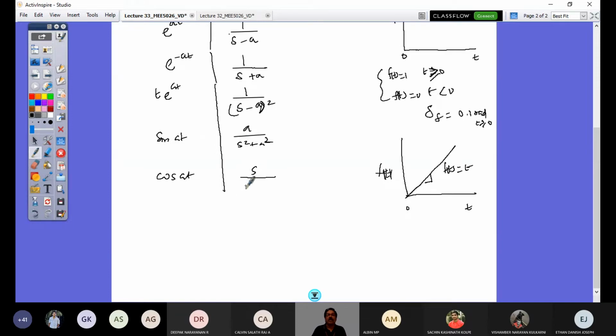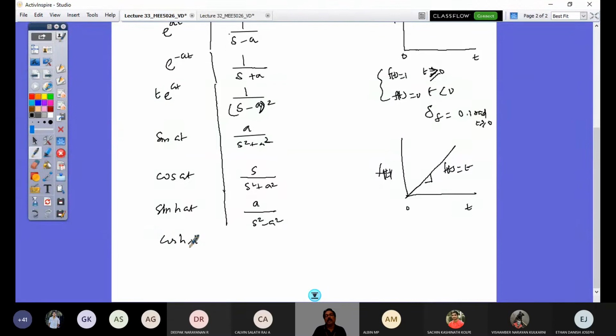And if the function is like that, I can have a hyperbolic function. So instead of sine at, it's sinh of at, which is a hyperbolic function. Then instead of the plus in the denominator, it will be minus: a by s squared minus a square. So cosh at, then it is s by s squared minus a square.